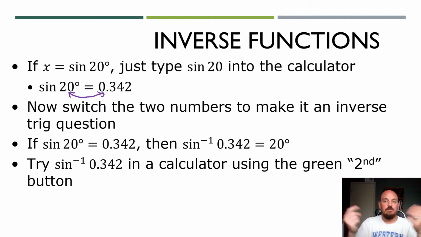And you can try it if you want. If you happen to have your calculator with you, grab it and try it. You have to use the green second button to find the inverses. If you type inverse sine of 0.342, you're going to get 20. It may not be exactly 20 because we rounded off, so it might be like 19.999 something or 20.0001 or something like that, but it's about 20.